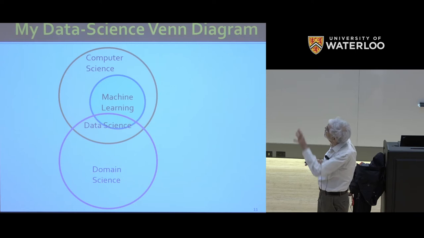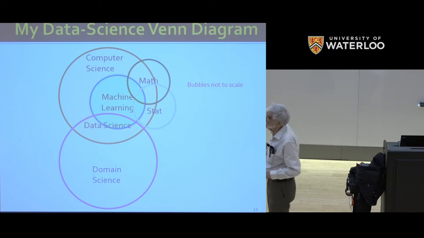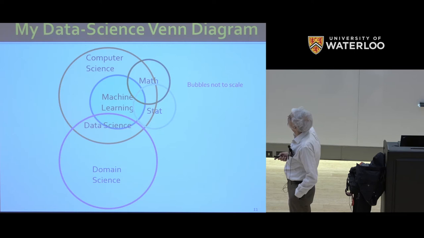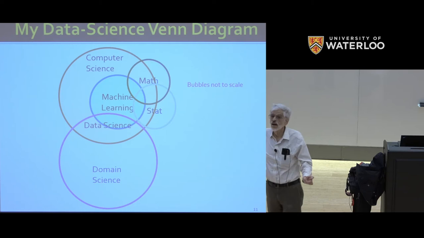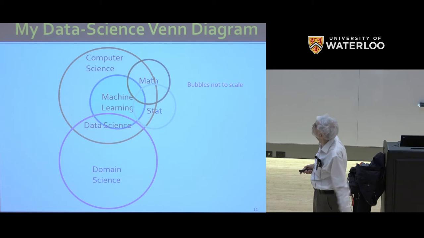And now where do math and stat come in? Again, they're much bigger, obviously, than I show here. But when you have five bubbles on a Venn diagram and you only know how to draw circles, you're kind of limited. But the idea is math and statistics both inform computer science in many ways, including through machine learning. But they don't deliver data science directly. They do it through the algorithms that come out of machine learning or computer science more generally. Okay, so anyway, that's my diagram.